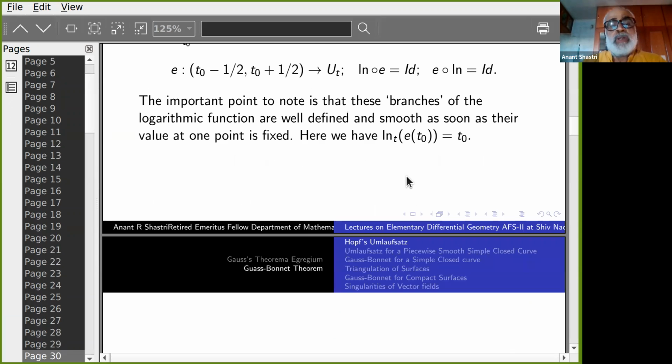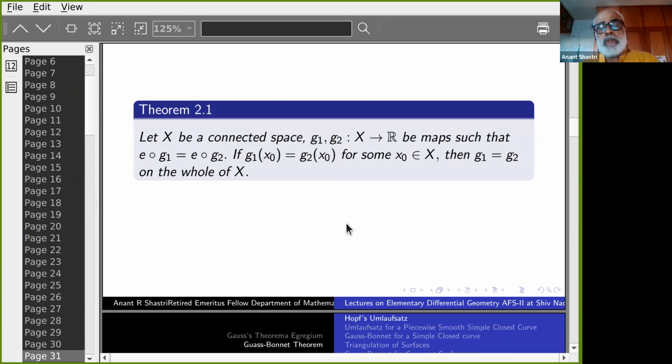Okay, so now I state an auxiliary result here, which is actually the uniqueness part. I will keep referring to this as the uniqueness part of the theorem. Let X be any connected space. G1 and G2 from X to R be any map such that when you compose with E, they are equal.